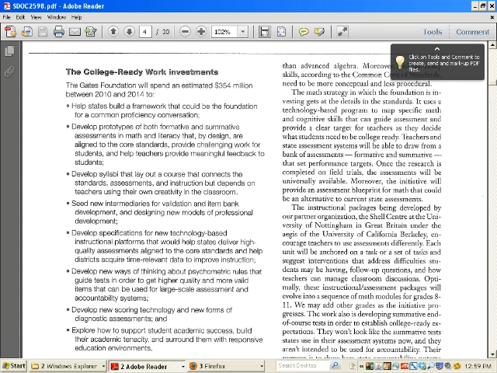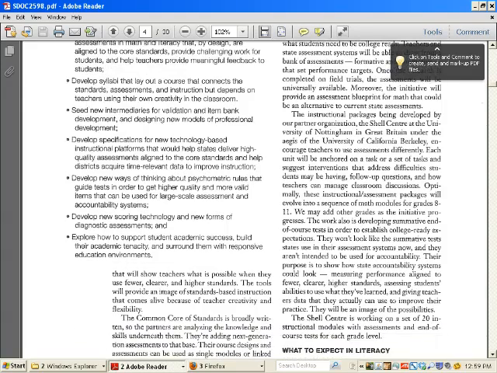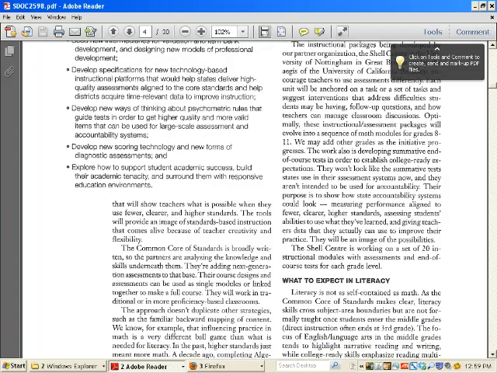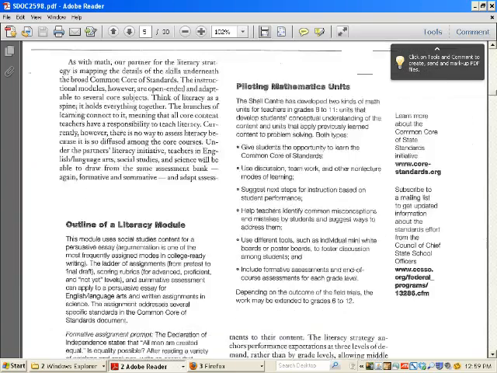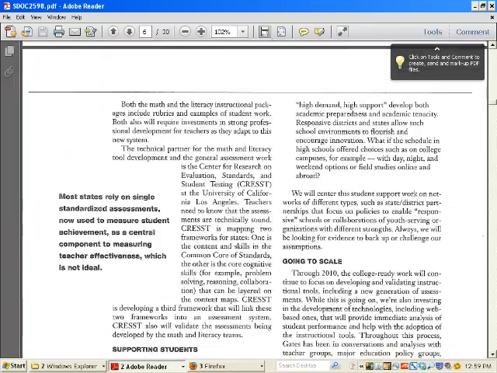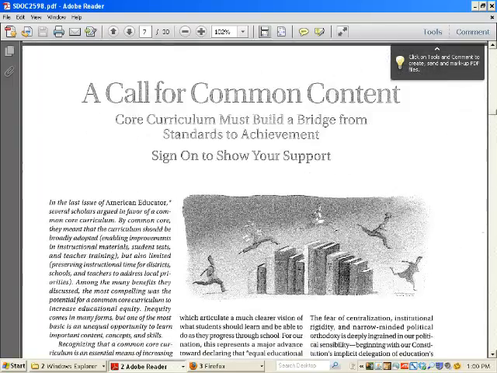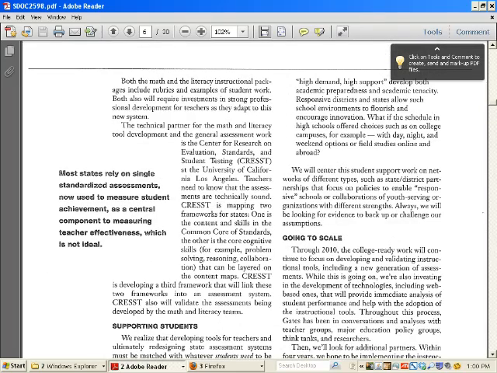So by fixing, this is really a curriculum change. It's a curriculum change that will ultimately change the assessment system and make it a better educational experience for all the students. The Common Core is broadly written, so the partners are analyzing the knowledge and skills underneath them. Talks about what to expect in literacy, outline literacy model, pilot testing, going to scale. So that is what the Common Core is moving towards.